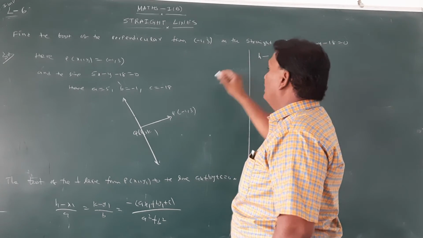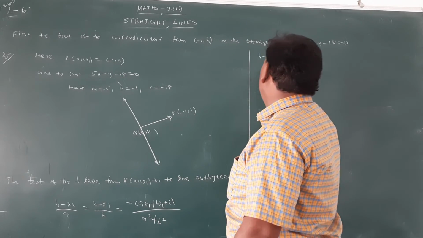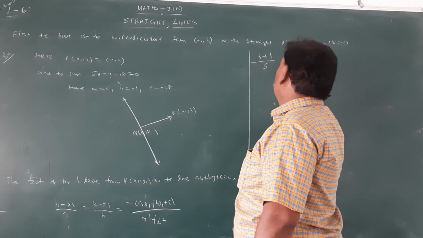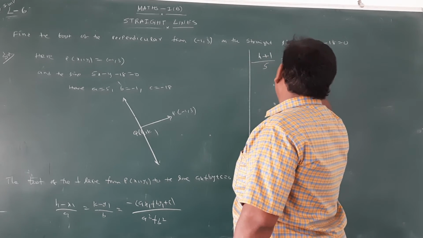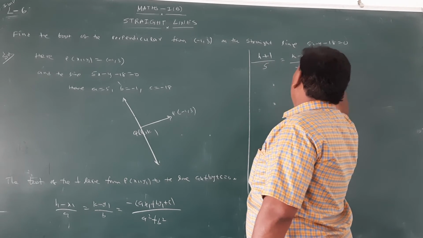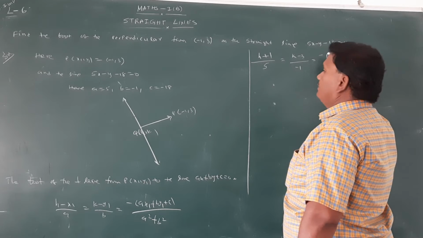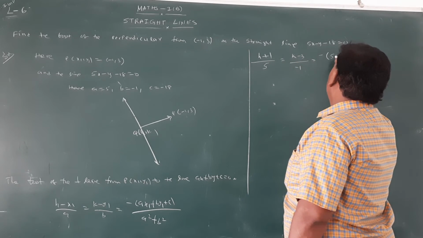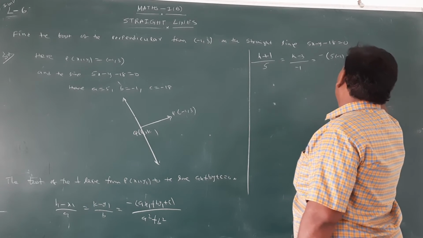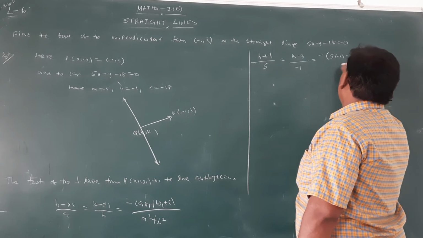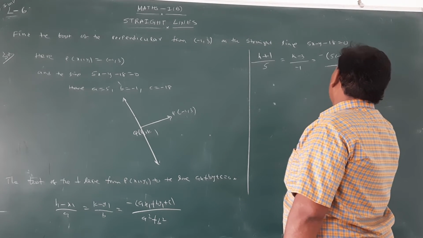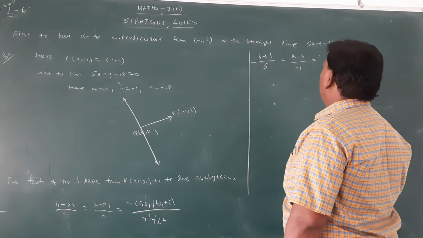First, h minus x1, where x1 is equal to minus 1, so minus into minus gives plus 1, and a is equal to 5. Next, k minus y1 is equal to minus 3, by b is equal to minus 1, is equal to minus of a into 5 into the x1 value minus 1, plus b value minus 1 into y1 value 3, minus 18, by a square, where a is equal to 5, 5 square is 25, and 1 square is 1.